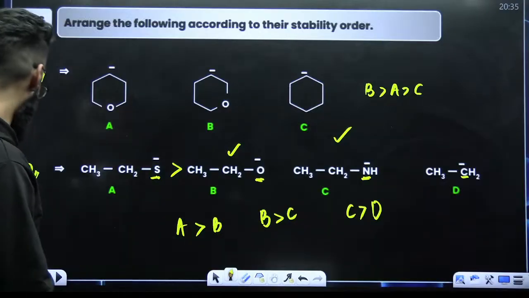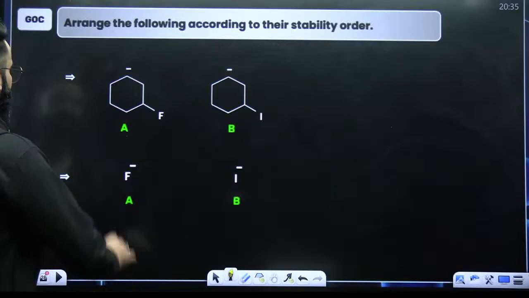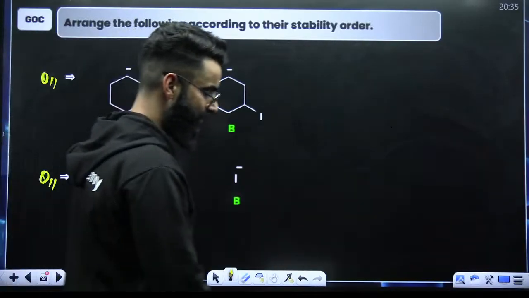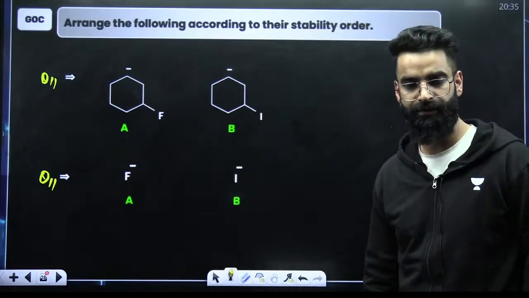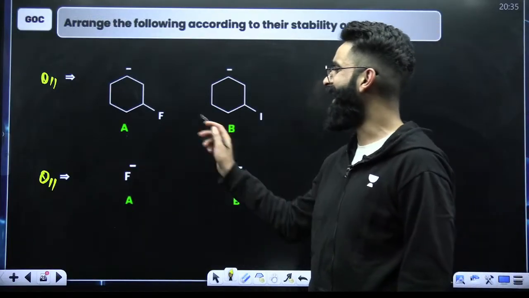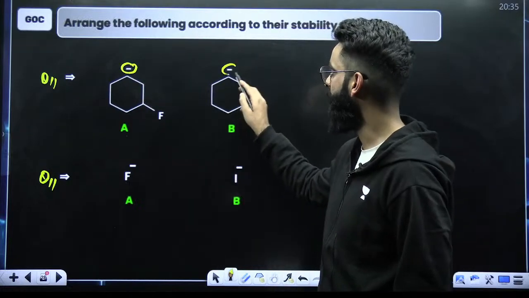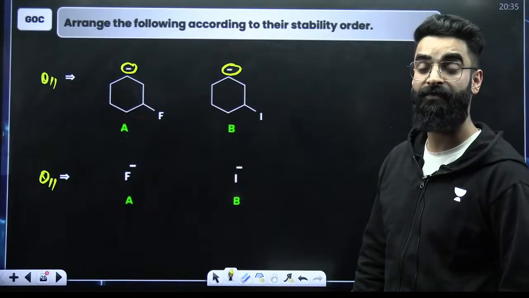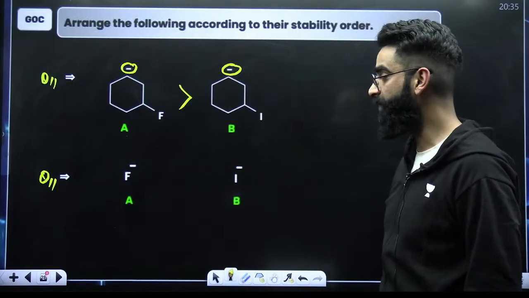Again, a common, simple question this was, and I believe you would have solved it easily. Okay, these are two more questions, which are based on the stability order. What do you think? Among A and B, which one is more stable? See, this is the carbanion basically, negative charge. Here also you have got the negative charge. Chlorine is attached, more withdrawing. Electron withdrawing groups, they stabilize the carbanion. So A will be more stable than B.